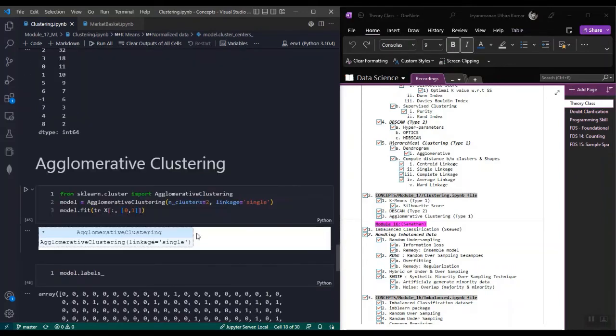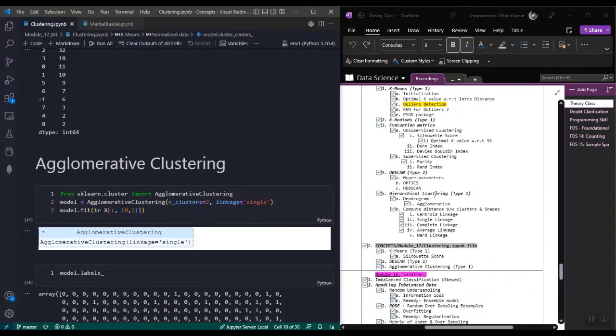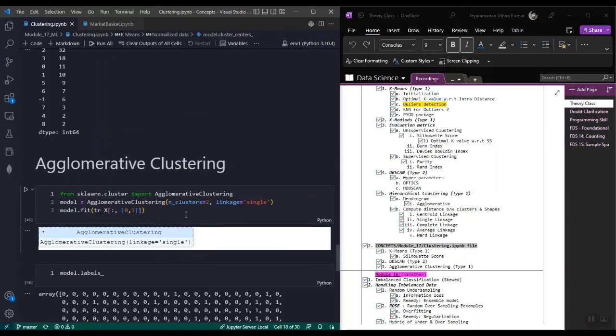The next approach is the agglomerative approach, which is basically hierarchical clustering. In this case, we have to give the number of clusters, how many clusters we need, and the linkage type for the agglomerative approach, that is, how the distance has to be computed. In this case, we are using single. We can also use complete, average or centroid, as we know. Again we are fitting this normalized data set, first 2 columns.